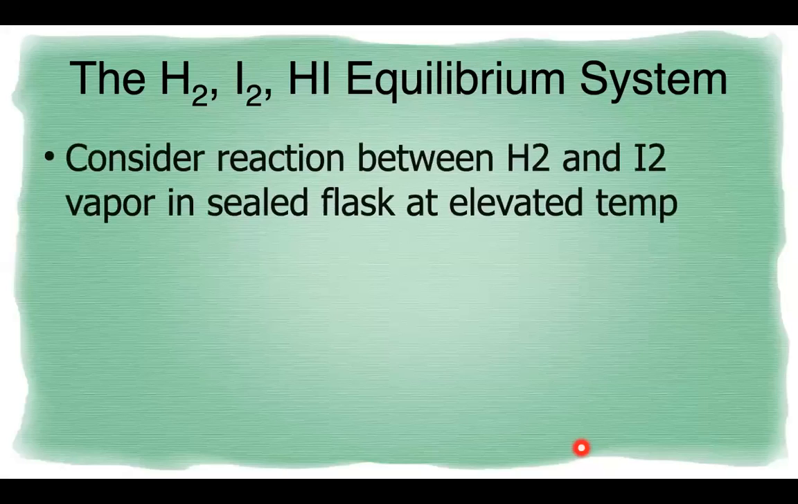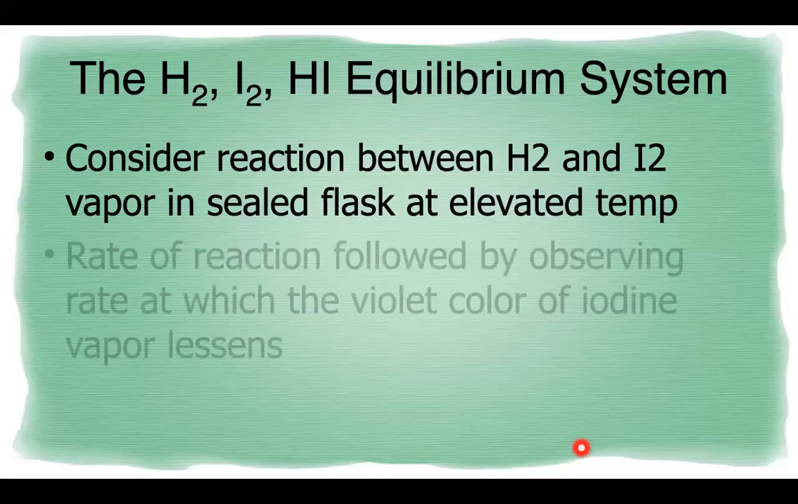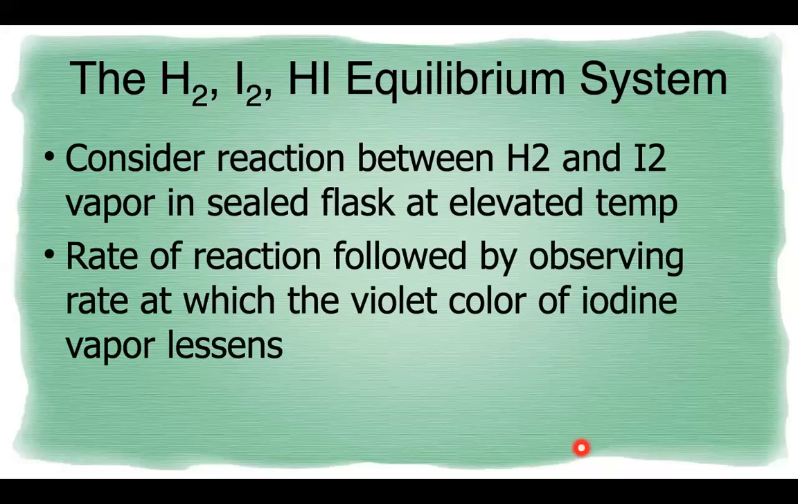So let's look at an example, the same example that we looked at in the last chapter for reaction mechanism. Let's look at the reaction between hydrogen and iodine gas in a sealed flask at an elevated temperature. We can observe this because iodine has a very purple color. So the rate of reaction is followed by observing the rate at which the violet color of iodine vapor lessens.